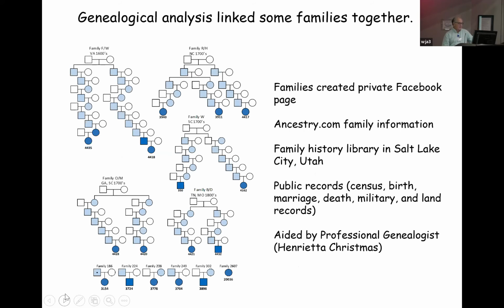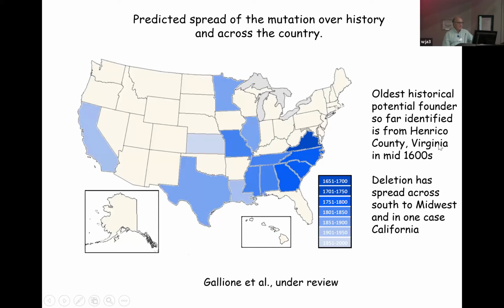And so meanwhile, the foundation started to investigate this. They actually created a private Facebook page and they were all communicating. And pretty soon we had broken down these 27 families to possibly five big kindreds that presumably are also related, but they're still working on that. They got a family history library from Salt Lake City involved and a professional genealogist. So anyways, what we found was that this thing probably originated in the 1600s in colonial Virginia, before our country was a country, when it was still a colony. And it seems to have spread out. And of course people move and migrate, but a lot of the families are from there, and it's now published.